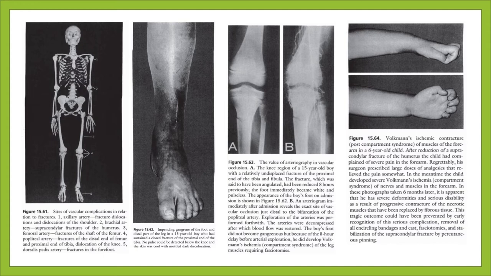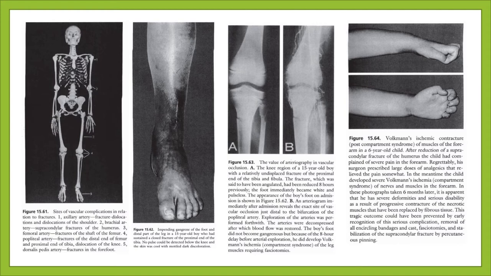A. The knee region of a 15-year-old boy with a relatively undisplaced fracture of the proximal end of the tibia and fibula. The fracture, which was said to have been angulated, had been reduced 8 hours previously. The foot immediately became white and pulseless. The appearance of the boy's foot on admission is shown at figure 15.62.